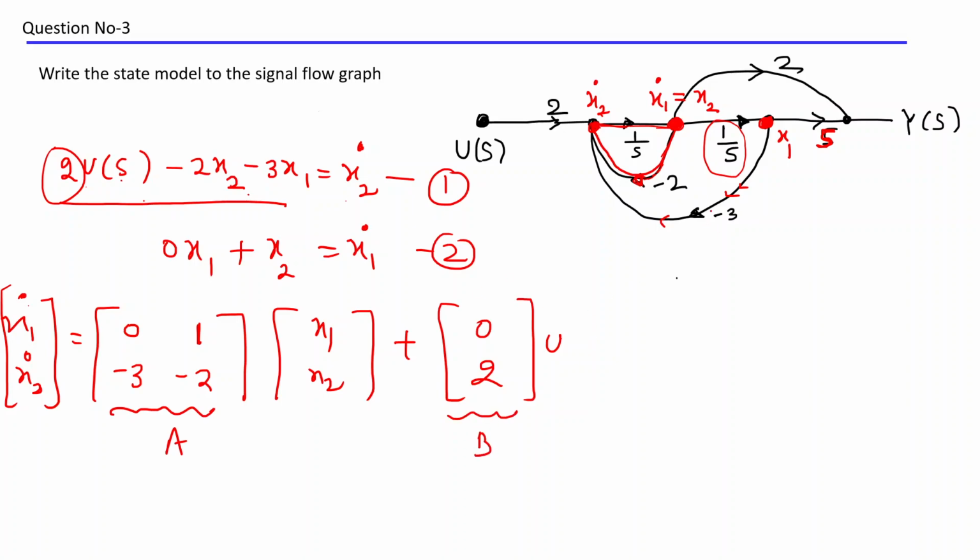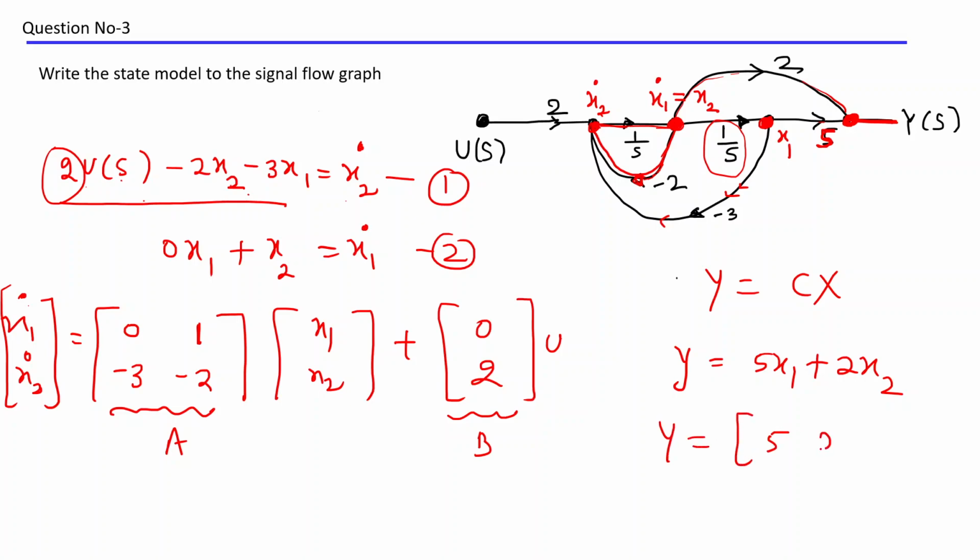Now find out the C matrix. C matrix means y equal to Cx, right? Now you write down the equation of y in terms of x. Now come to the last node. This last node is connected directly to the output y. So you can write output y equal to, what are the incoming nodes you see? One is 5x1, another is this node, which is 2x2. So 5x1 and 2x2 means y equal to, you can write down 5 and 2. This is your x1, x2, right? So this is your C matrix.